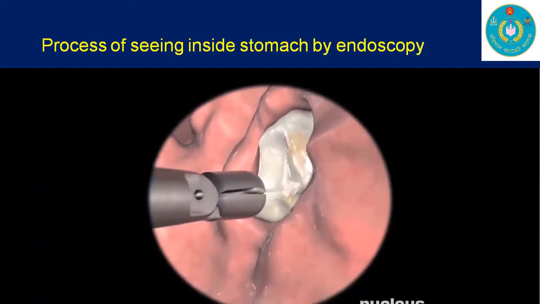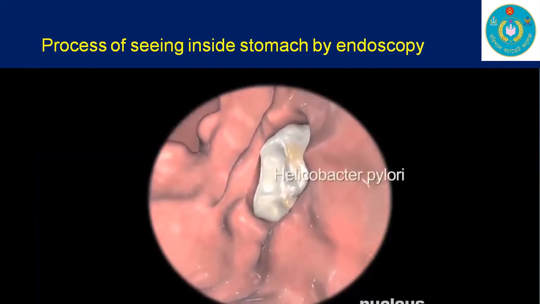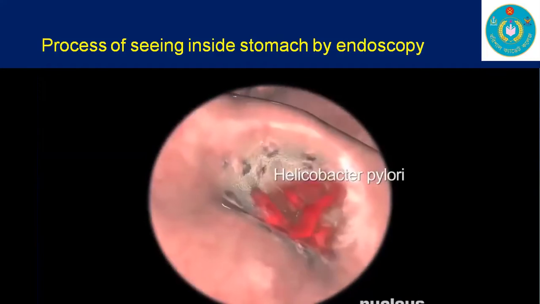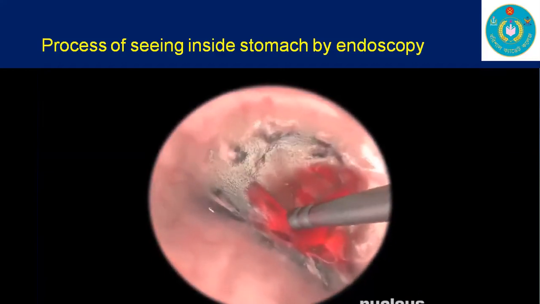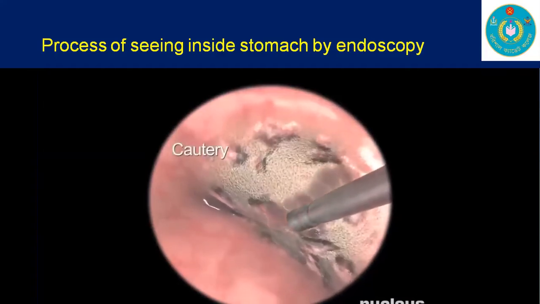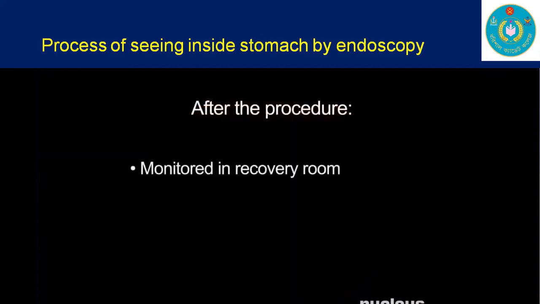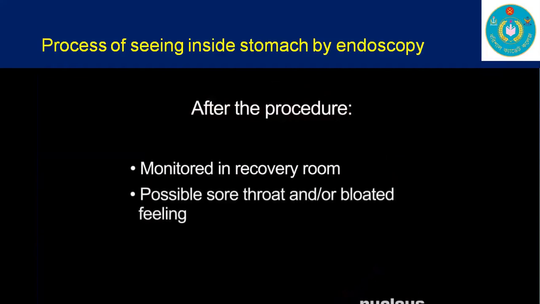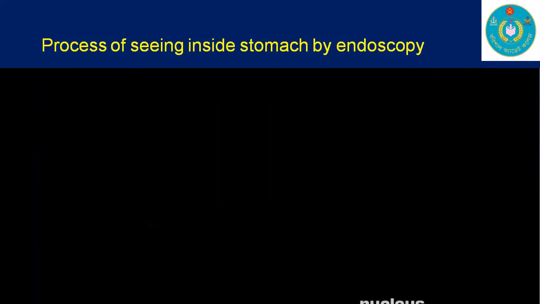To see anything, the body needs to remain in a straight line, but it is not possible to look at the interior part of an organ inside the body in a straight line. This is why optical fibers are used, where total internal reflection of light takes place, and thus the light can go through a curved path. After the procedure, the patient is monitored in the recovery room, with a possible sore throat or bloated feeling.